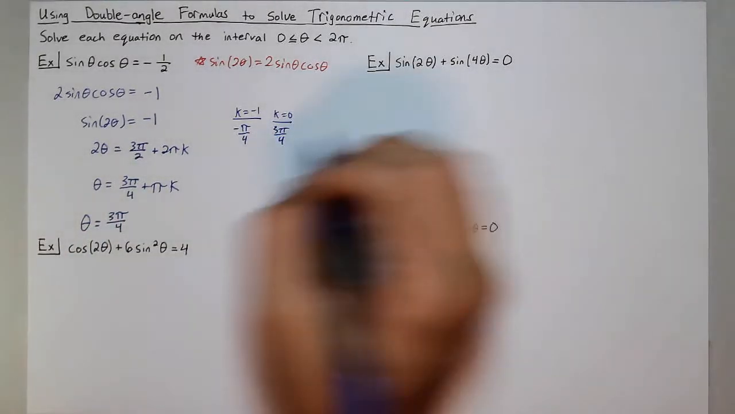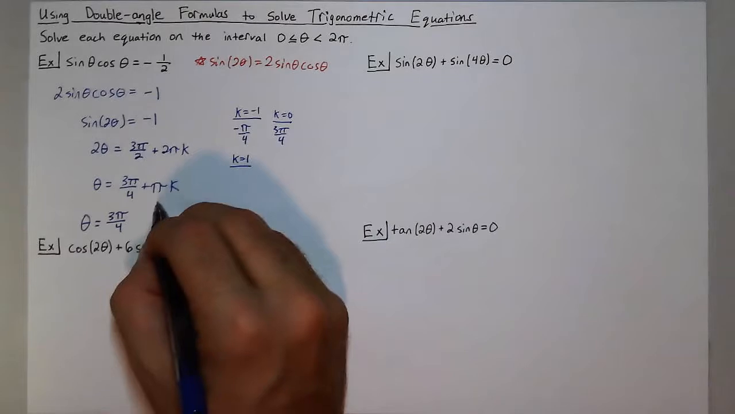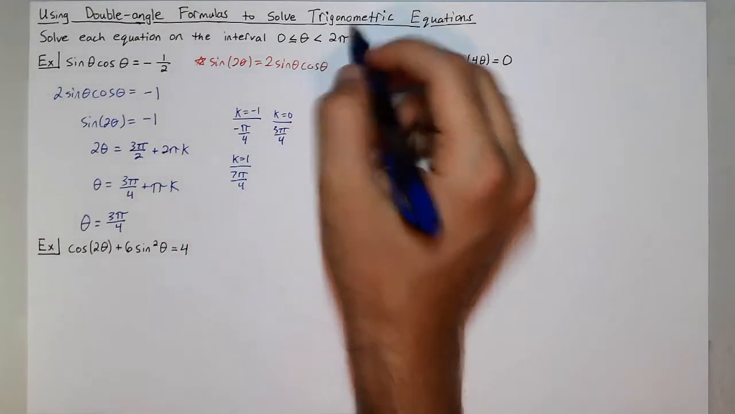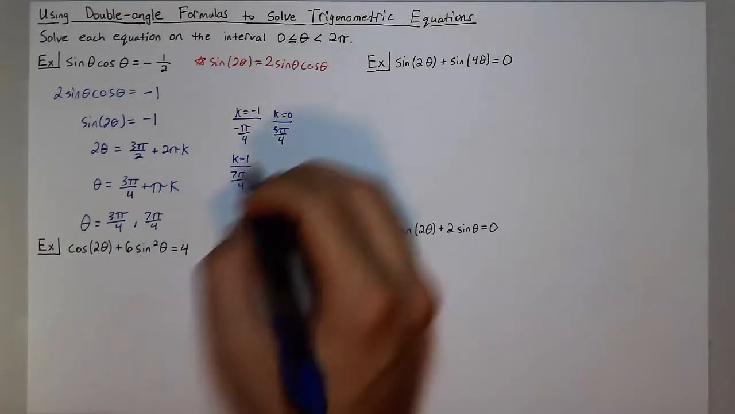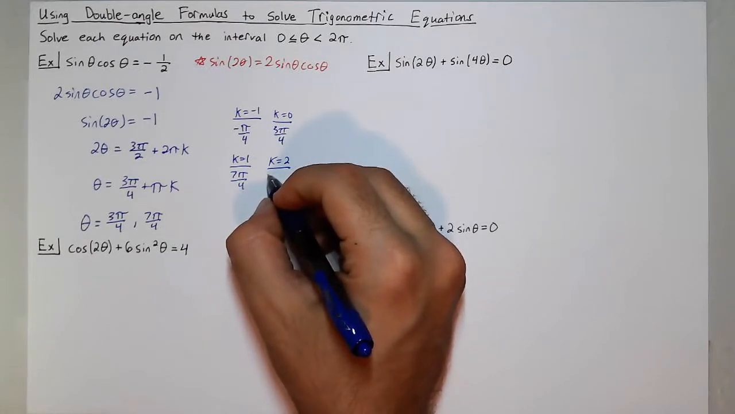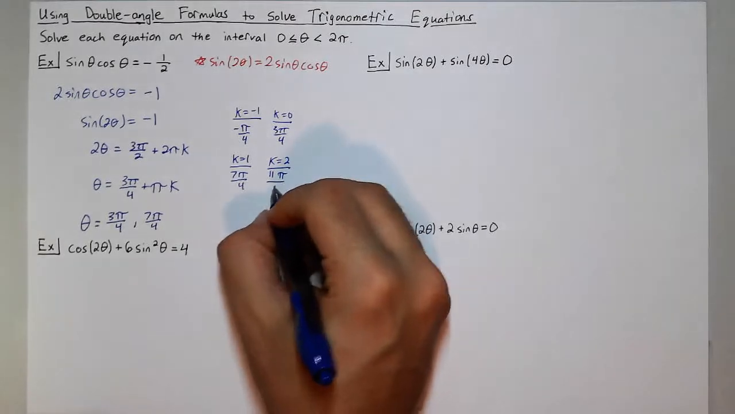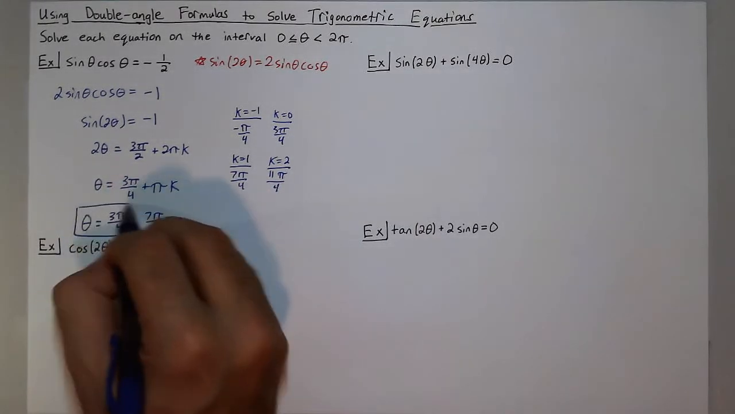If I use k is equal to 1, I get 3 pi over 4 plus pi, which is 7 pi over 4, which is also on my interval, so that's another solution. And if I add any more pi to this, it will go up to 11 pi over 4, which is now outside of my interval. So that would not be a solution. So my two solutions are 3 pi over 4 and 7 pi over 4.